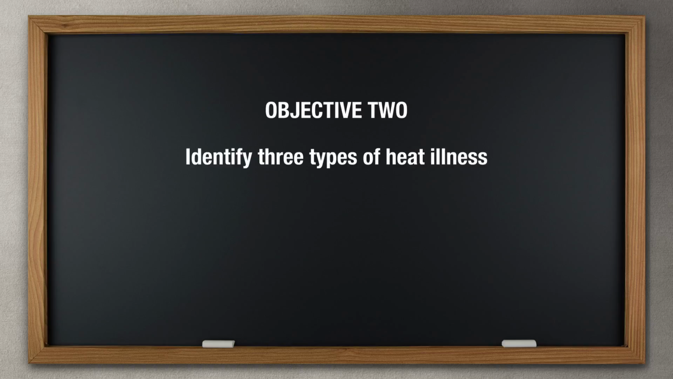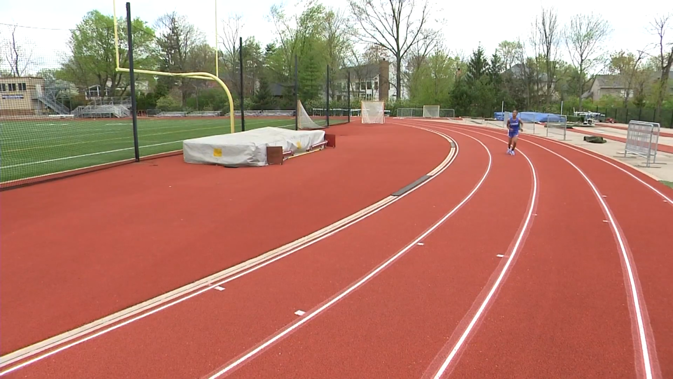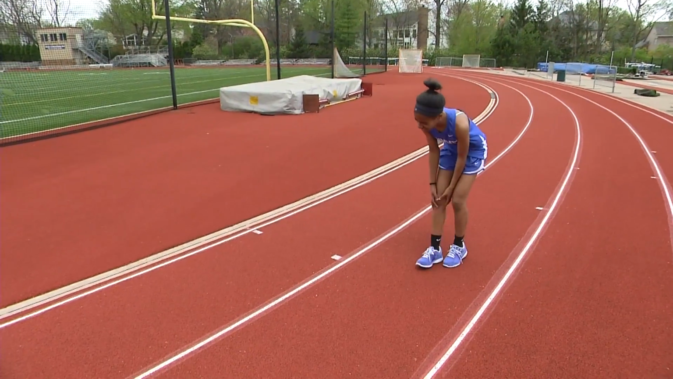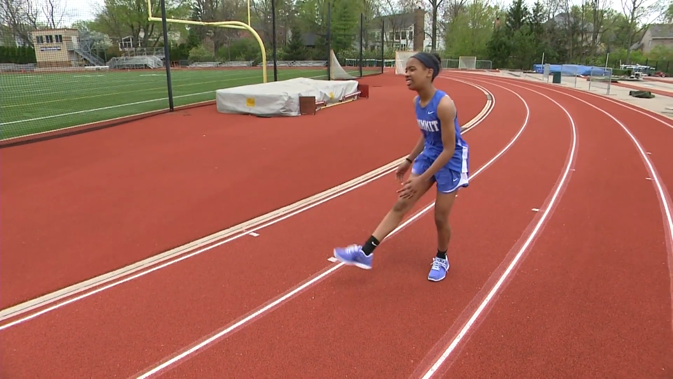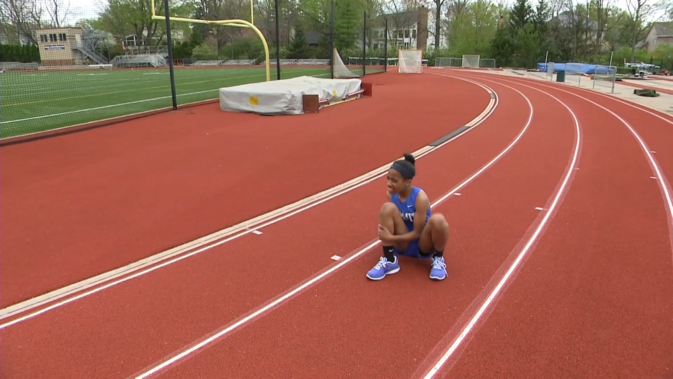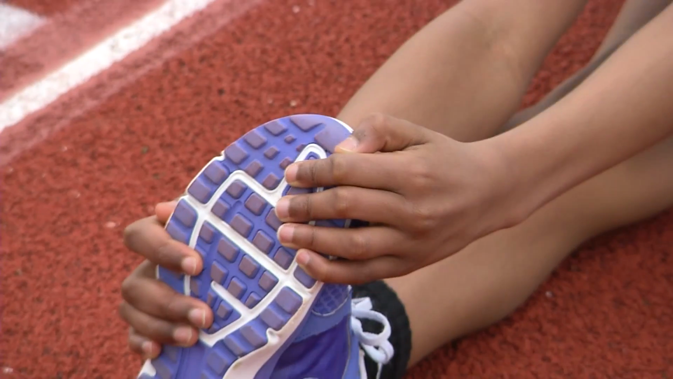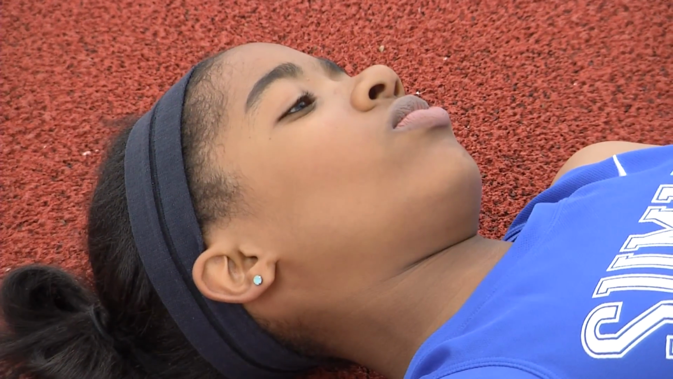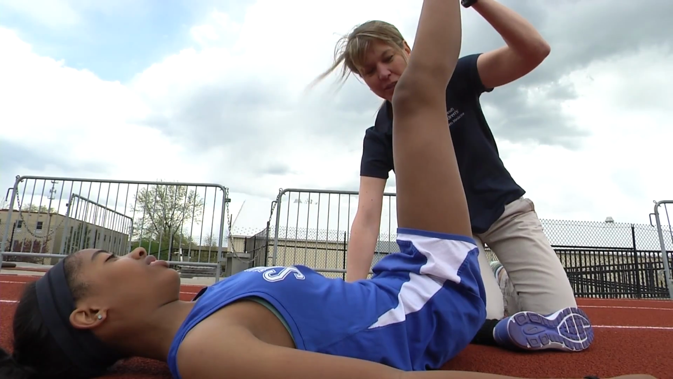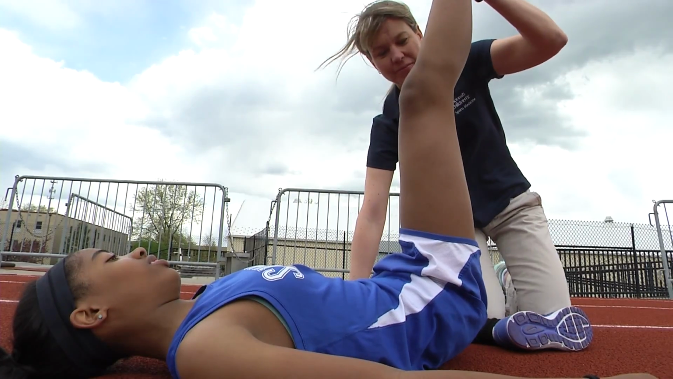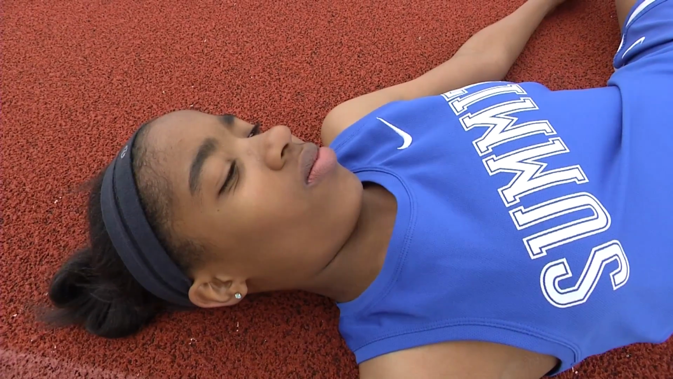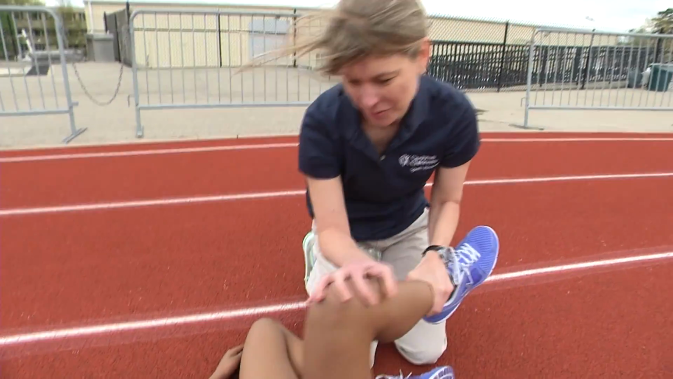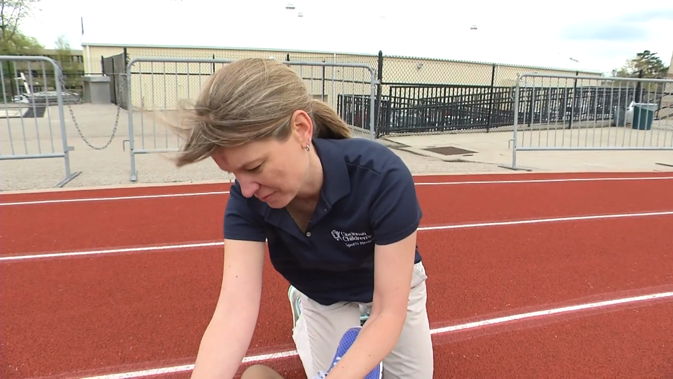Objective 2. Identify 3 types of heat illness. There are 3 types of heat illnesses which can progress along an increasingly serious continuum. 1. Heat cramps are painful, involuntary muscle contractions, usually in the muscles of the arms and legs and torso. Heat cramps may occur alone, or they may be one of several symptoms of heat exhaustion. 2. Heat exhaustion is elevated body temperature and other signs and symptoms which, if left untreated, can progress to heat stroke. 3. Heat stroke is the most serious type of heat illness and can lead to death if not treated.